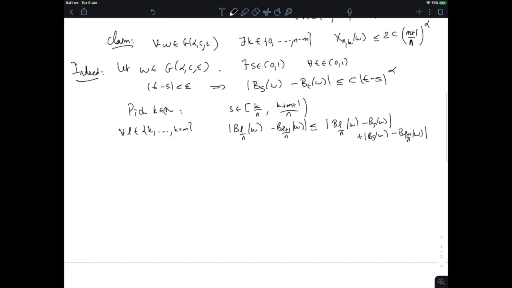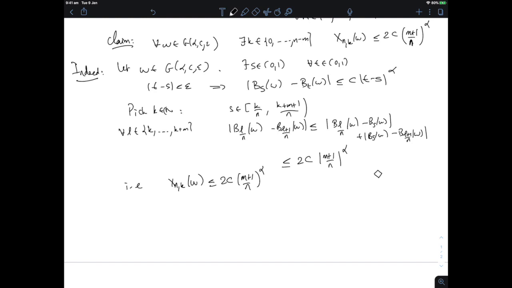So these things, both of them, there's two of them, would have to be smaller than c times the distance between s and L over n, or L plus 1 over n, which is at most ((m+1)/n)^α. And that is true for every L, therefore it's true for the maximum. So what have we? We've proven exactly the claim, right? We've proven that X_{n,k}(ω), for that choice of k that depends on s, is smaller than 2c((m+1)/n)^α. So that proves the claim.